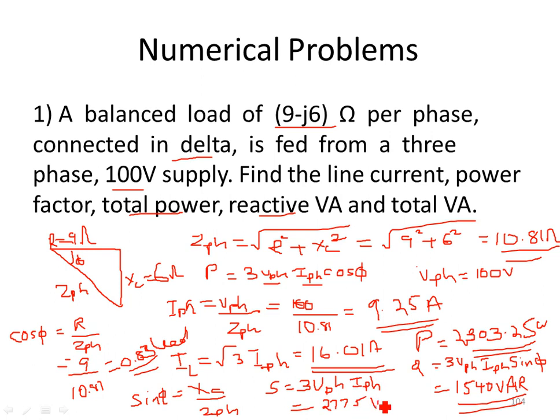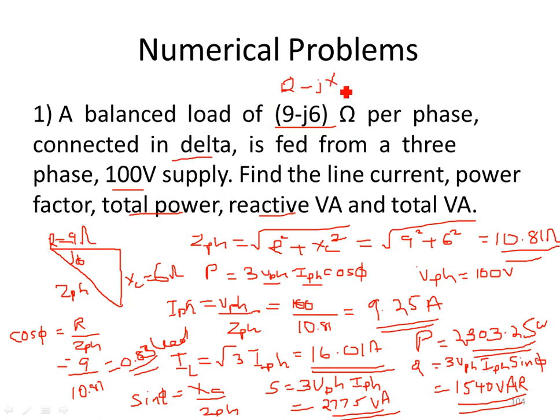2775 volt ampere. Okay, so with that, this problem is over. To give a brief about this problem, it is given that it is a balanced load and the load is given as 9 minus J6 ohm. 9 minus J6 ohm means it is in the form R minus JXC.